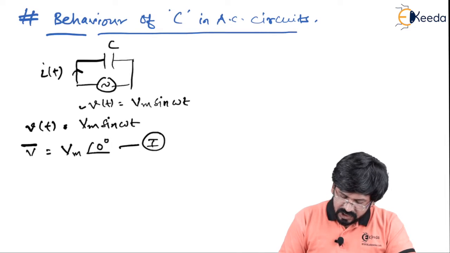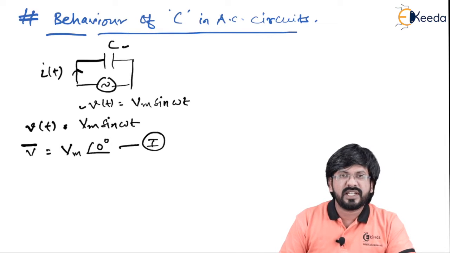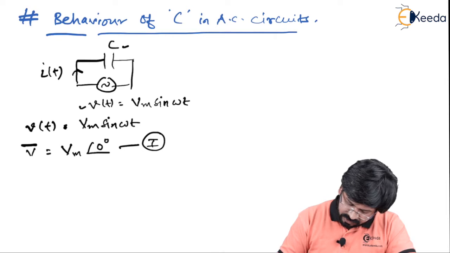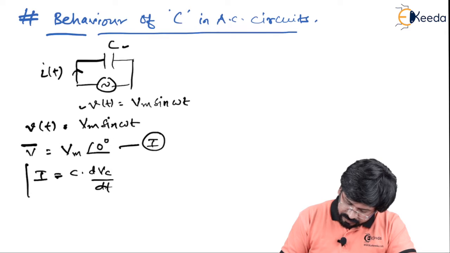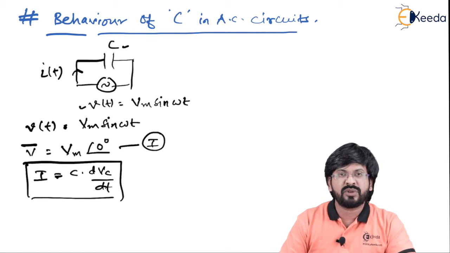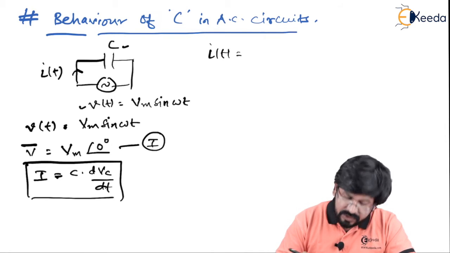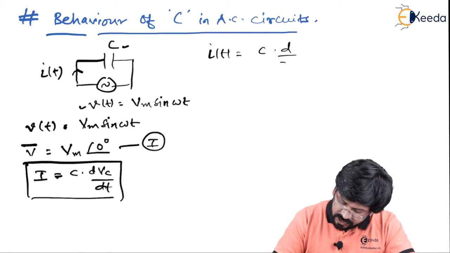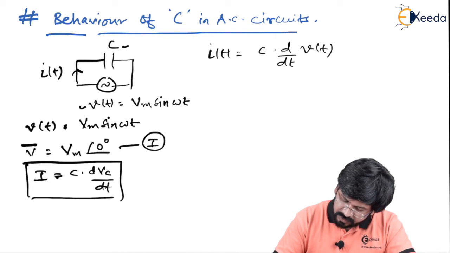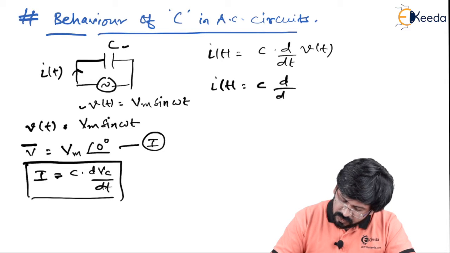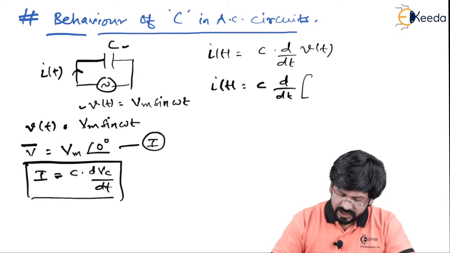Now, if V of t is known and the capacitor value is known, it is easy to get I of t by using a popular relation called the current relation for a capacitor, which is nothing but I is equal to C into dVc by dt. This is a standard relation by which we calculate the current through the capacitor if the voltage across the capacitor and the value of the capacitor are known to us. So now I can write I of t, because this is what we have to calculate, as C into d by dt of V of t. And what is V of t? It is Vm sin omega t.